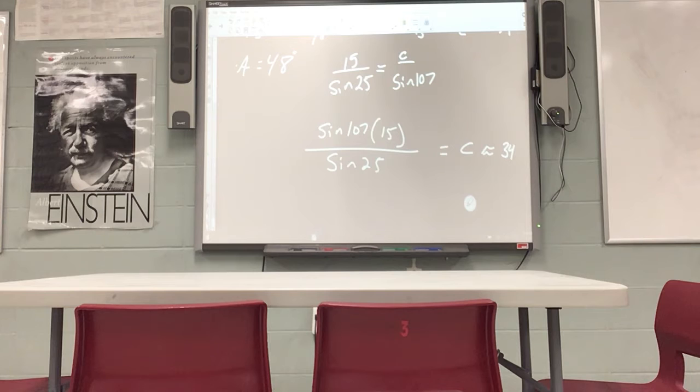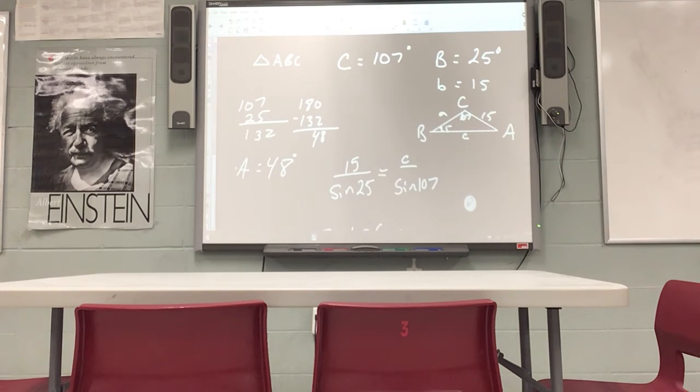Now that is a side length, right? That was a side length. So let me go back up and look at my triangle so we'll know what we found. So this side is 34. Already found that angle there is 48. So we got three angles, we got two sides, we're just missing side A now.